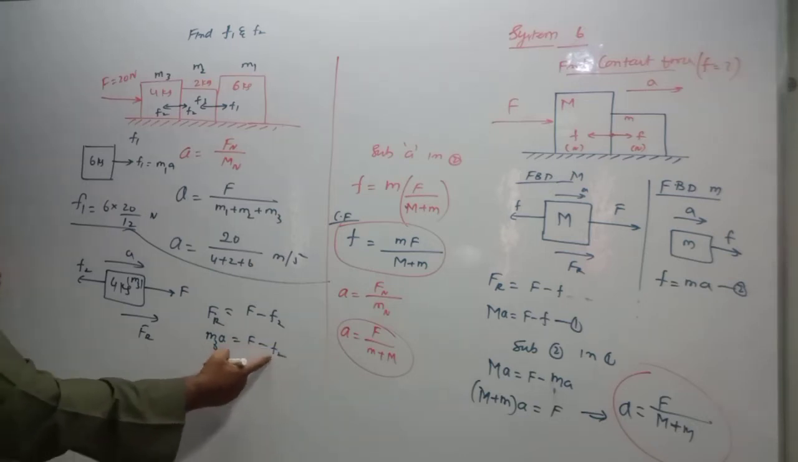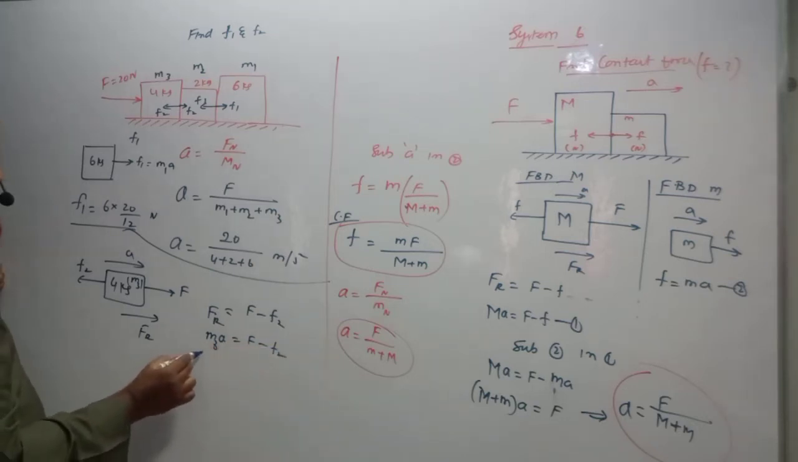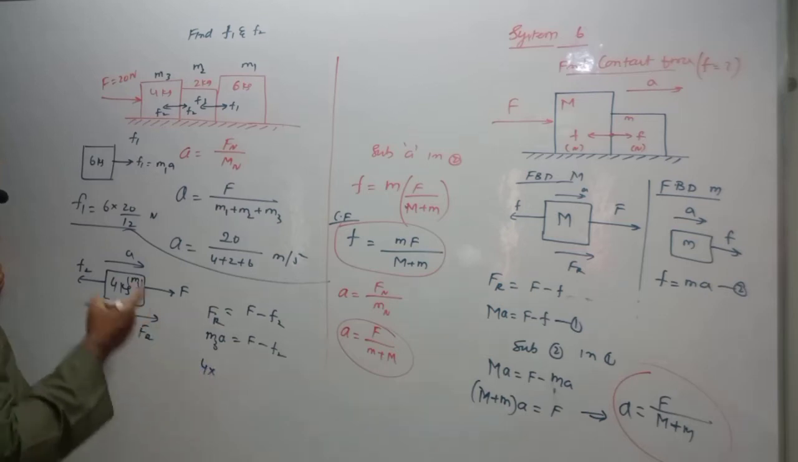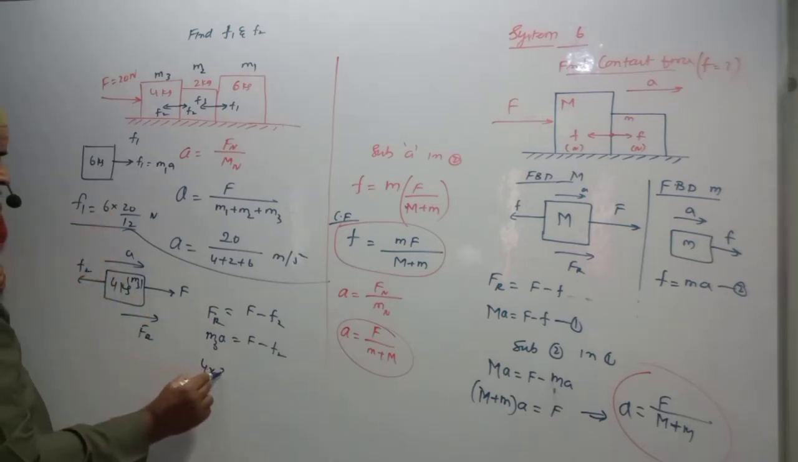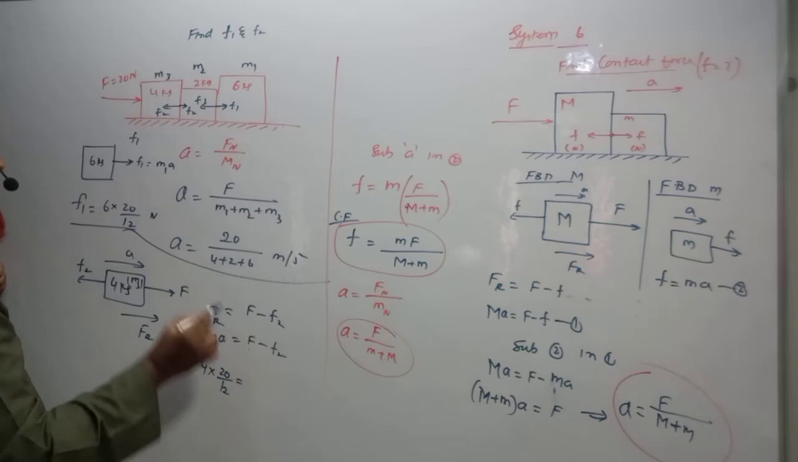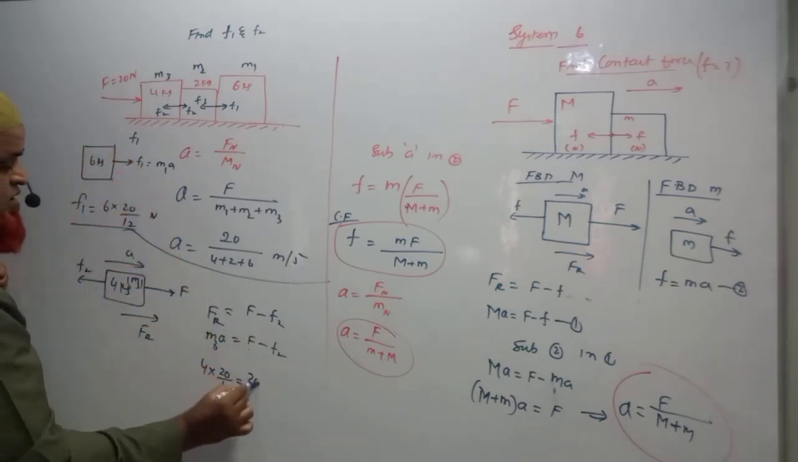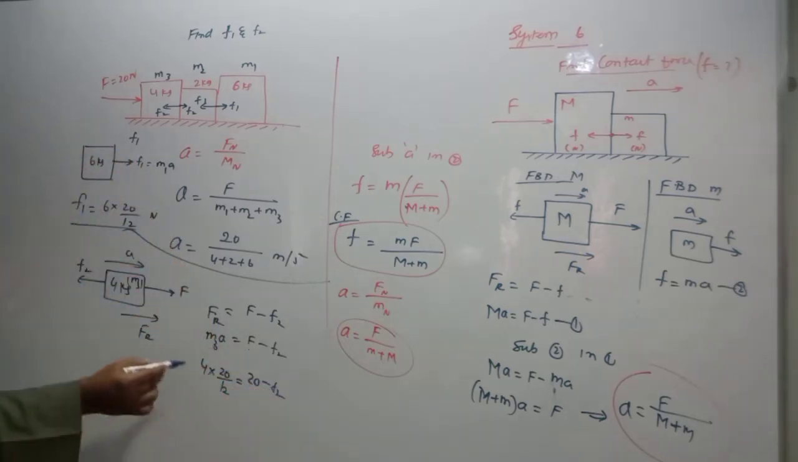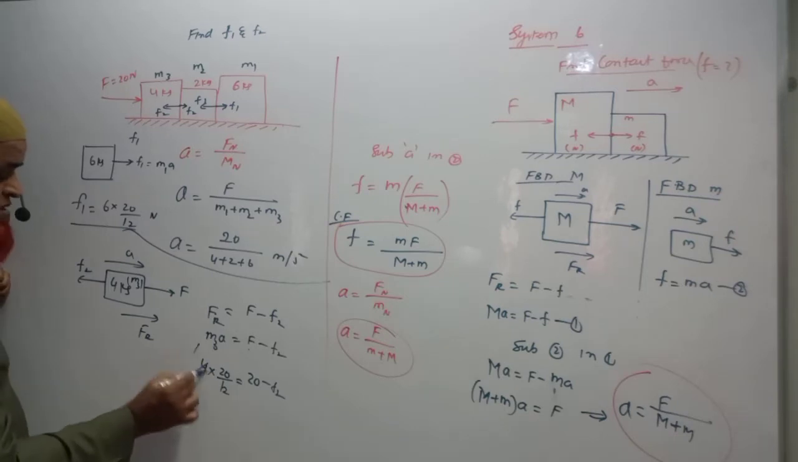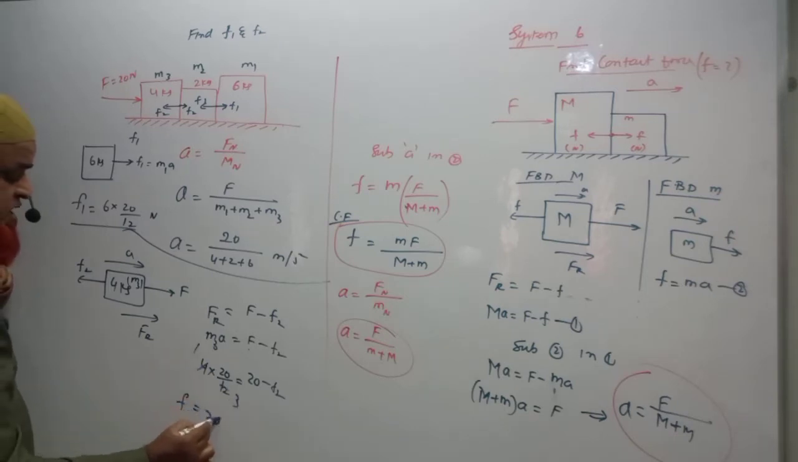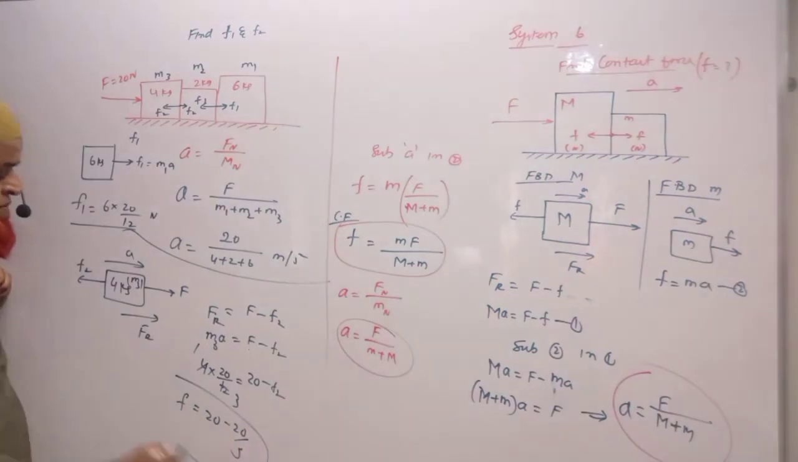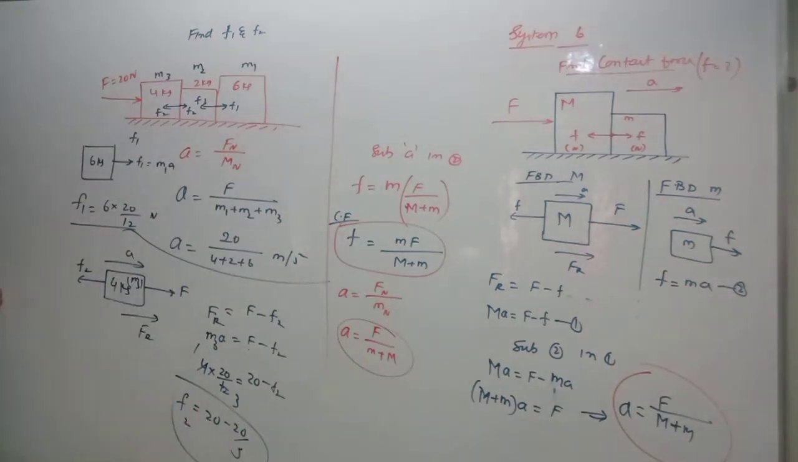And our aim is to find out F2 here. Okay, it's very simple now. So M3 is how much? 4. Acceleration you can write here 20 by 12. Capital F is also known to you, that is 20 newtons, minus F2. Can't you find out F2 now? It's very simple. 4 threes are 12. So 20 minus 20 by 3 is your answer for F2. Understood? So F1 I got, F2 also I got. In this way you have to find the solutions of the problems.